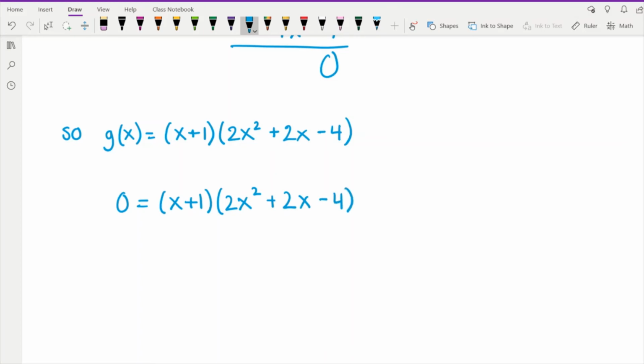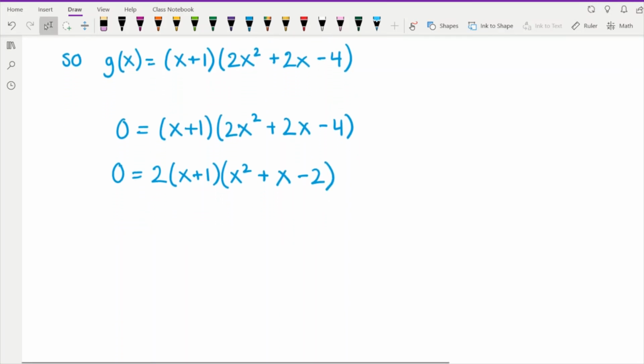And so now we're left with something that we do know how to factor, right? So we can start by factoring out a 2 from everything, because that will just make things a little easier to factor. So we can factor 2 out from everything and bring that out to the front. And then you can actually just divide both sides by 2. So if we divide both sides by 2 and then we factor this remaining piece, we'll be left with x plus 1. And then how does x squared plus x minus 2 factor? Well, that's going to be x plus 2 times x minus 1.